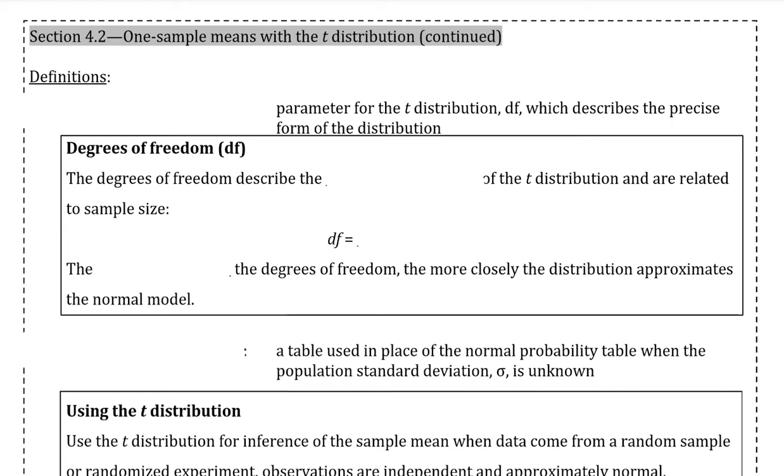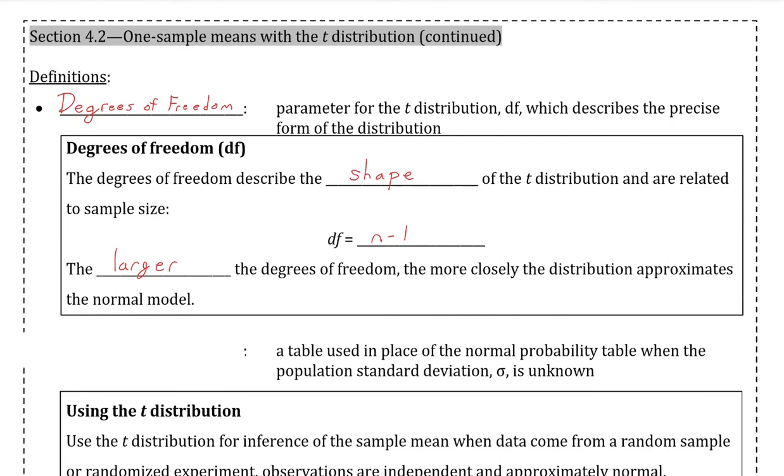To begin, we have a concept known as the degrees of freedom, which is a parameter for the t-distribution, denoted as df, which describes the precise form of the distribution. The degrees of freedom describes the shape of the t-distribution and are related to the sample size using the formula of n minus 1. The larger the degrees of freedom, the more closely the distribution approximates the normal model.